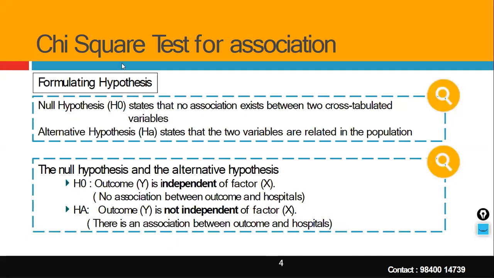Now let's get to the core of the chi-square test for association. This is the null hypothesis and alternative. In this case, we make the assumption that no association exists between the two categorical variables. The alternative is the opposite: yes, there exists an association between the two variables.